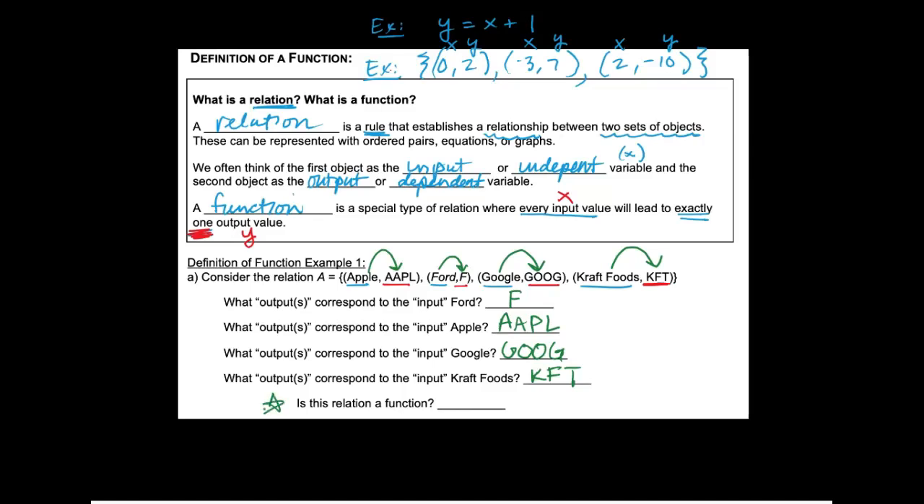And so we have to ask ourselves, does every input lead to exactly one output? So for example, with the company Apple, does it have more than one abbreviation? Is there another ordered pair that has Apple going to a different output or a different abbreviation for the stock? And the answer is no. And so we're going to say yes, this is a function because every input goes to exactly one output. Okay, so now let's look at a different relation, and we're going to look at this relation B here. And this is just a list of ordered pairs. It doesn't have any real world context, which the previous example had.